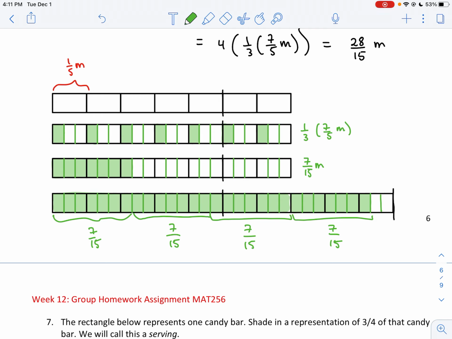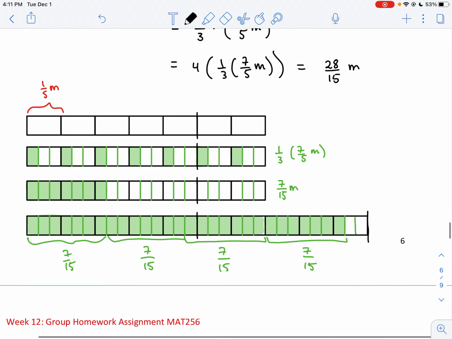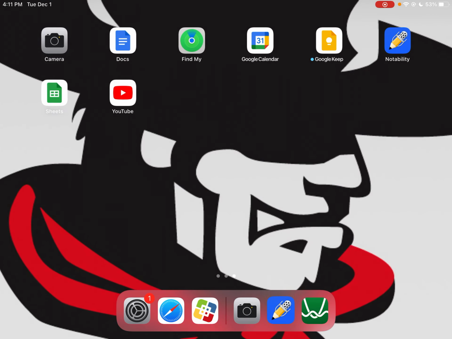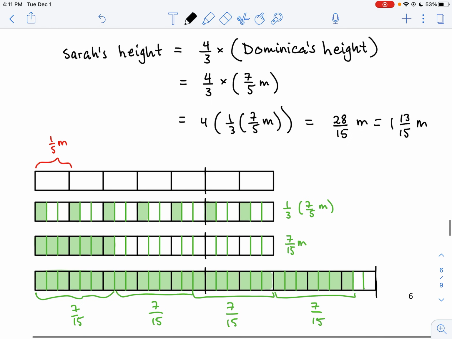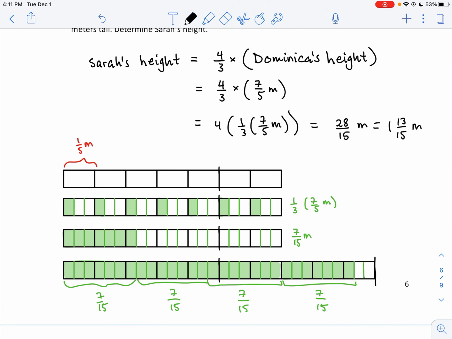I'm going to put the extra partition right there so we have all equal size pieces. And as far as meters are concerned, we have 1 whole meter right here. And then we have 1, 2, 3, 4, 5, 6, 7, 8, 9, 10, 11, 12, 13 out of 15 of the next meter. So in mixed number, our answer would be 1 and 13/15 meters is how tall Dominica's mom, Sarah, is.